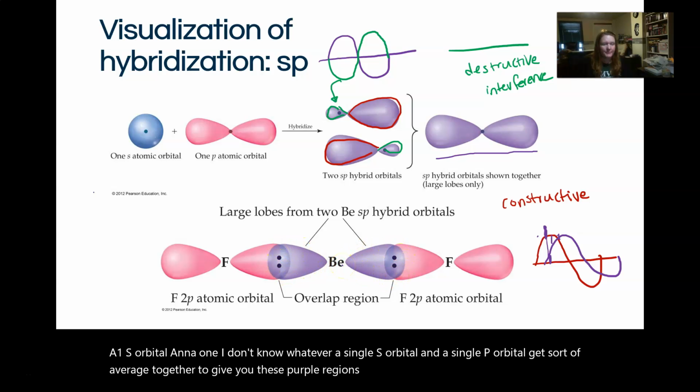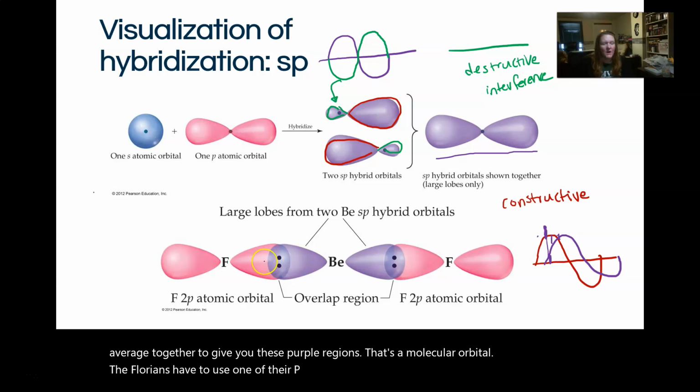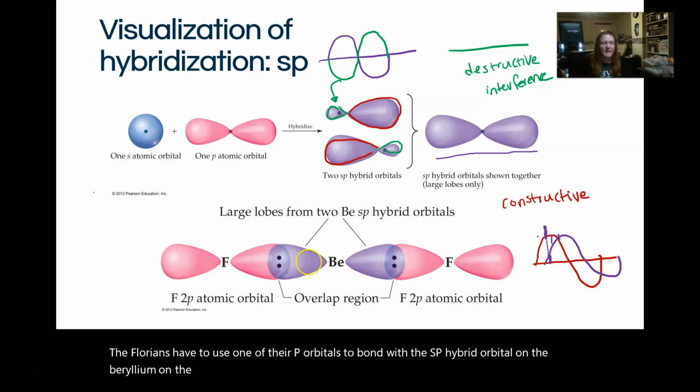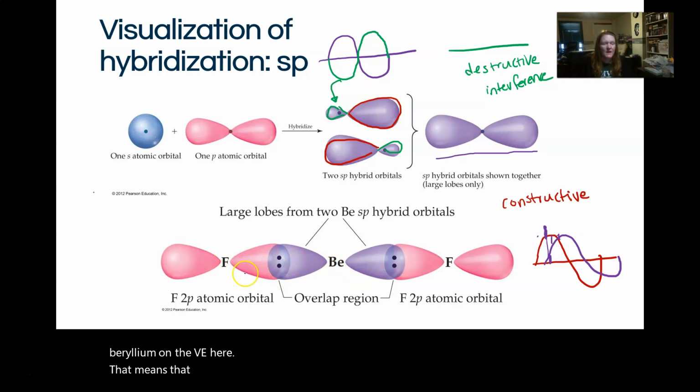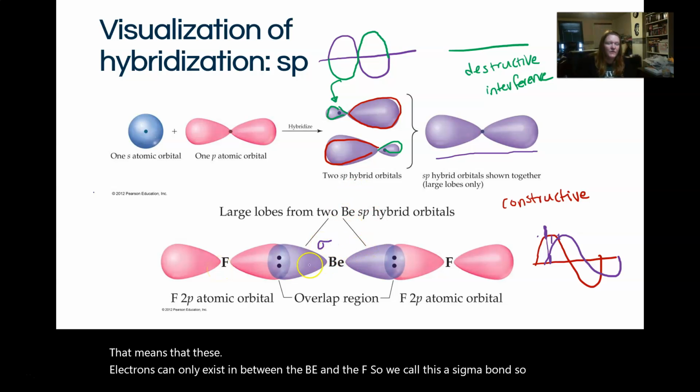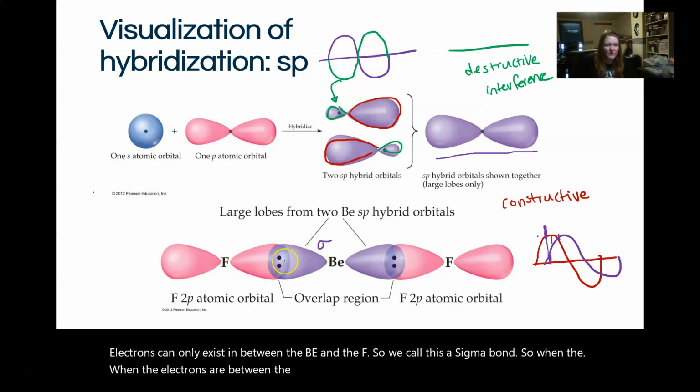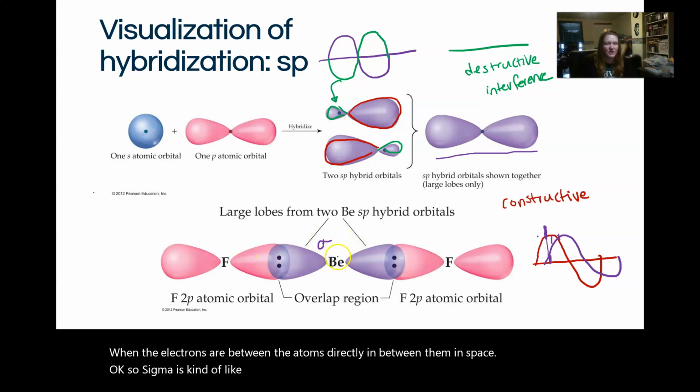That's a molecular orbital. The fluorines have to use one of their p orbitals to bond with the sp hybrid orbital on the beryllium, on the Be here. That means that these electrons can only exist in between the Be and the F. So we call this a sigma bond. So when the electrons are between the atoms, directly in between them in space. Okay, so sigma is kind of like a physical location and shape. And so you see we have two sigma bonds in this molecule. We have one on the left and one on the right.